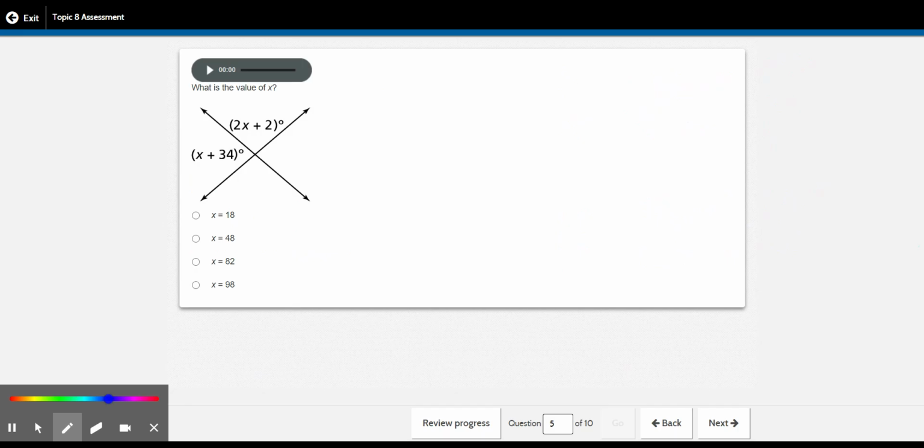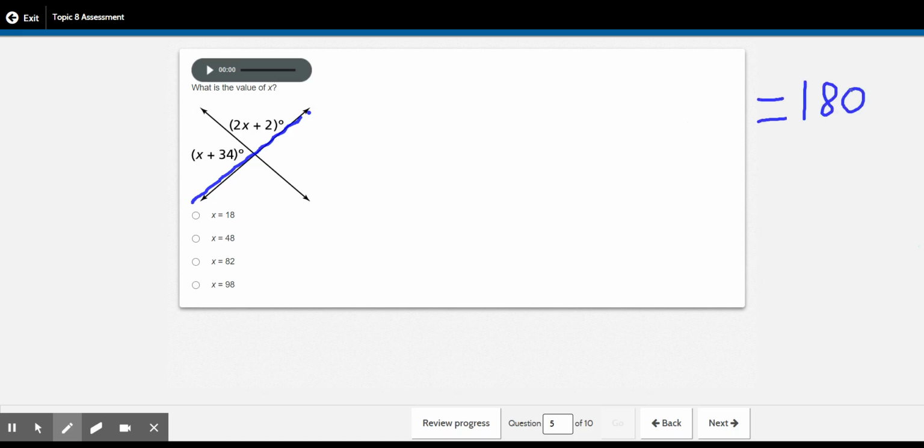All right, number 5, what is the value of x? So they are adjacent, which means they're right next to each other, and they form a straight line. So how many degrees is a straight line? 180. And those angles put together make 180. So what operation are you going to use? Addition.